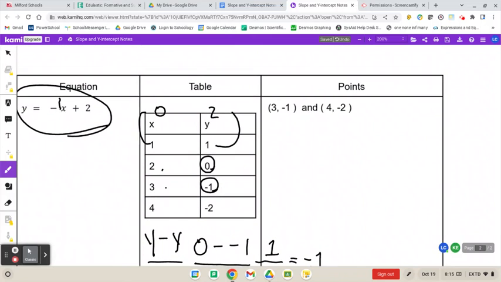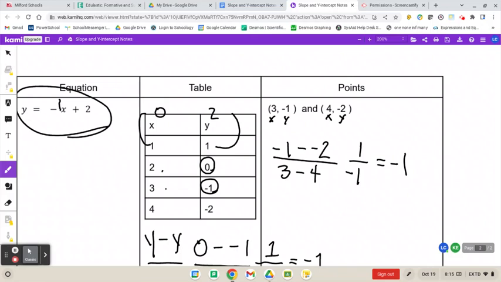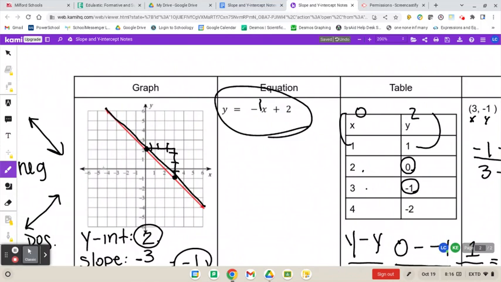Okay, and then if I do the points, I label these xy, xy, and I do -1 minus -2 over 3 minus 4, and I get 1 over -1, which simplifies to -1, and that's my slope. So that's just kind of that in a nutshell. So the hardest part for you might be that rise over run.